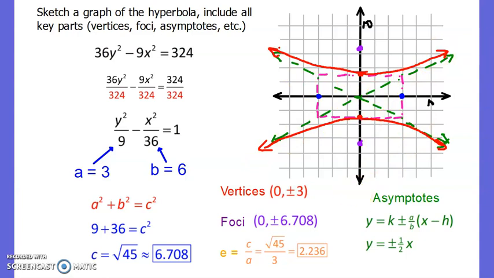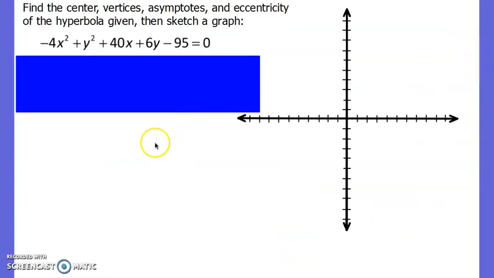Let's take a good look at just a couple of unique facts about hyperbolas. Oops, and I forgot. Here's another example, actually. Let's do this one first. Now, this one is in a larger general form.